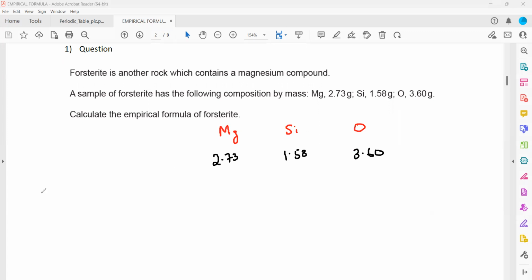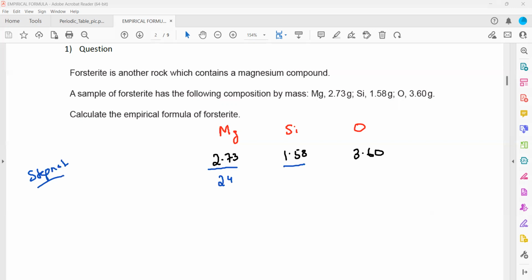Now, what is our step one? What do we do in step one? We divide by atomic mass. So what is the atomic mass of magnesium? You can use a copy of the periodic table. 24. 24, good.